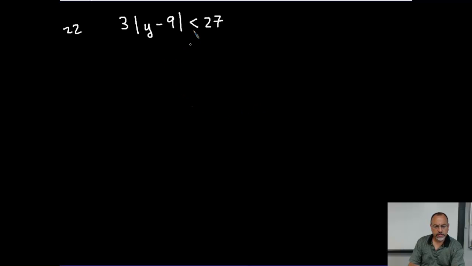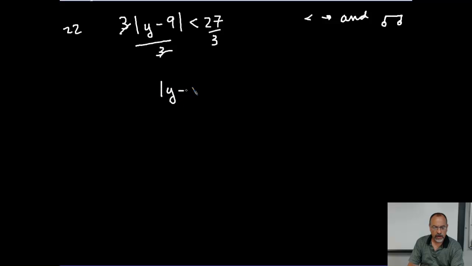Okay, number 22. Again, we want to look here before we start. It's a less than, so less thans end up being "and" inequalities, and so my graph should look something like this when I'm done. In most cases, sometimes we may have something weird going on, but we've talked about that. So let's go ahead and do this one. We're going to divide by 3 to begin with so that I get the absolute value by itself first. So I have y minus 9 less than 9.